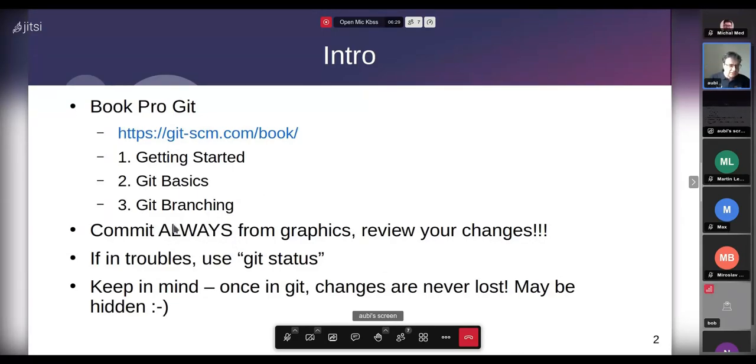This is actually a rule of thumb. If you commit your changes, please always do it from graphics, because whenever I saw anybody committing from the command line, usually these people have absolutely no clue what they are committing. We will try it today.